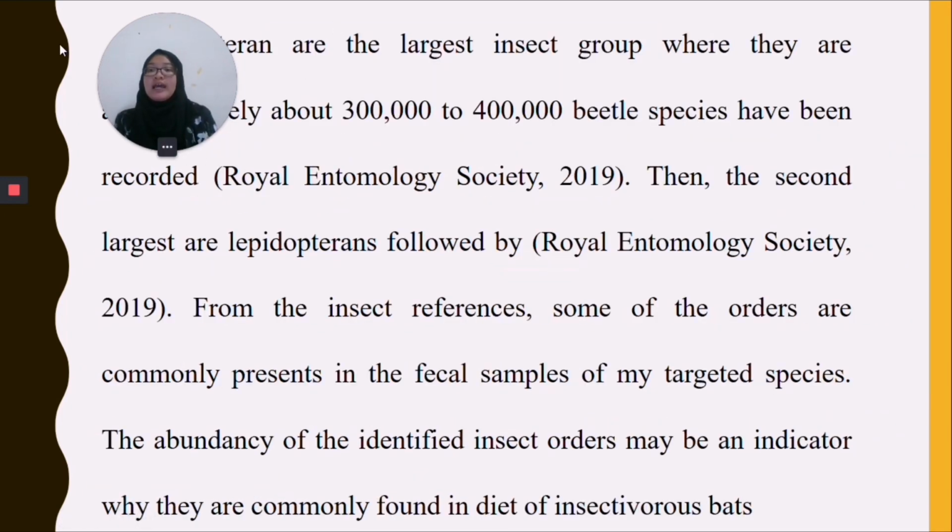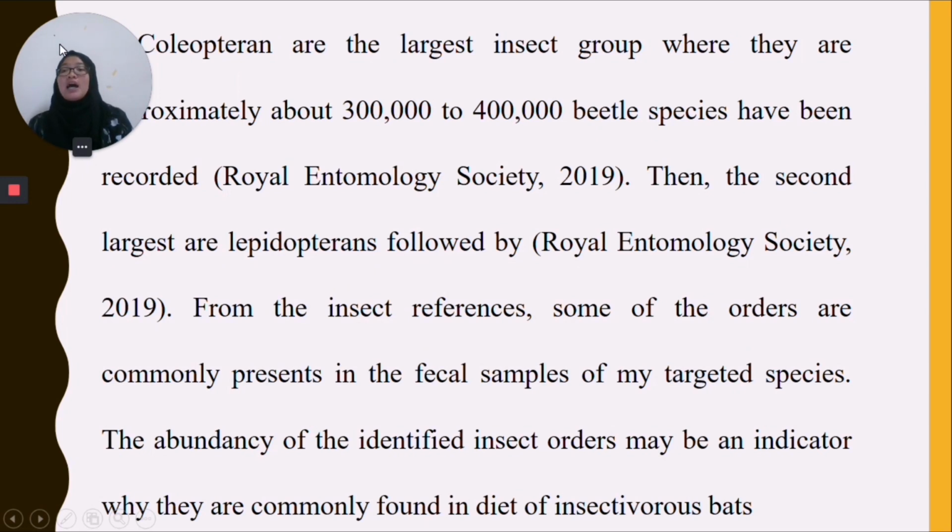In addition, as we said in the first objective, Coleoptera is the most consumed insect order because they are the largest insect group, where approximately 300 to 400,000 beetle species have been recorded, followed by the Lepidoptera, as recorded by the Royal Entomological Society 2019. Okay. From the insect references, some of the orders are commonly present in the fecal samples of my targeted species. The abundance of identified insect orders may be one of the indicators why they are commonly found in the diet of insectivorous bats.